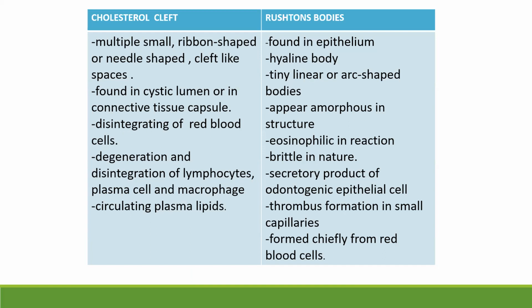Cholesterol cleft. So there are multiple small ribbon-shaped or needle-shaped cleft-like spaces. They are found in the cystic lumen or in the connective tissue capsules. They result from the degeneration of red blood cells, degeneration and disintegration of lymphocyte, plasma cell, and macrophages. They circulate in the plasma lipid. Now, Rushton body: they are mainly found in the epithelium, hyaline body, tiny linear and arc-shaped body, appear amorphous in structure, eosinophilic in reaction, brittle in nature, secondary product of odontogenic epithelium cell. The thrombus formation is small capillary, formed chiefly from red blood cells.